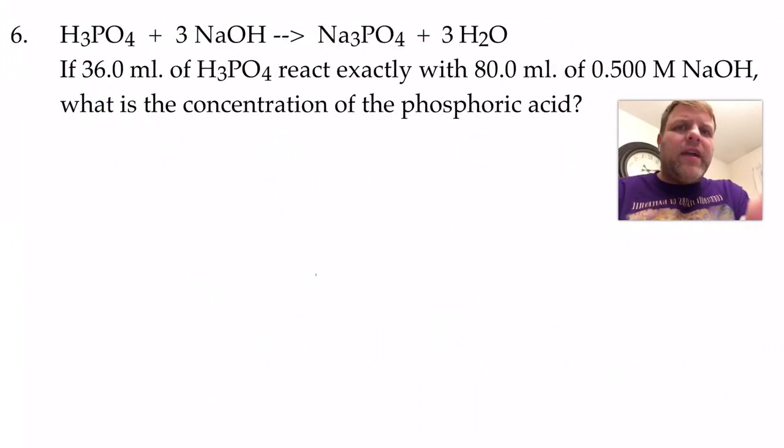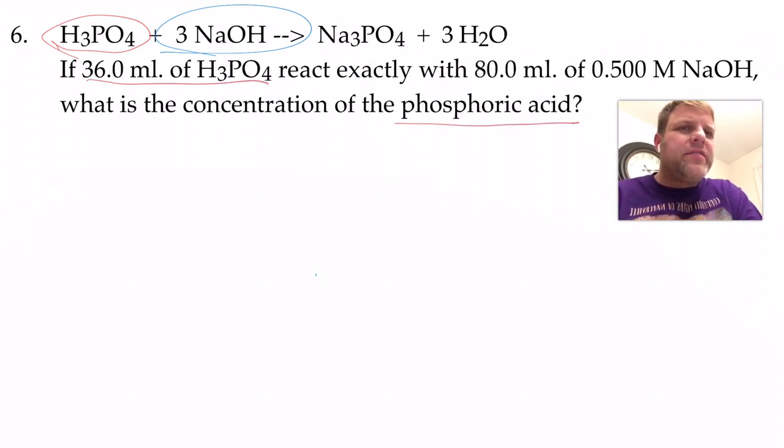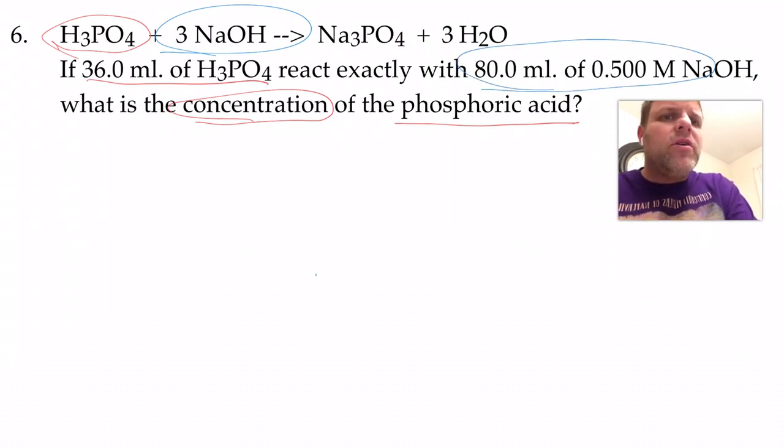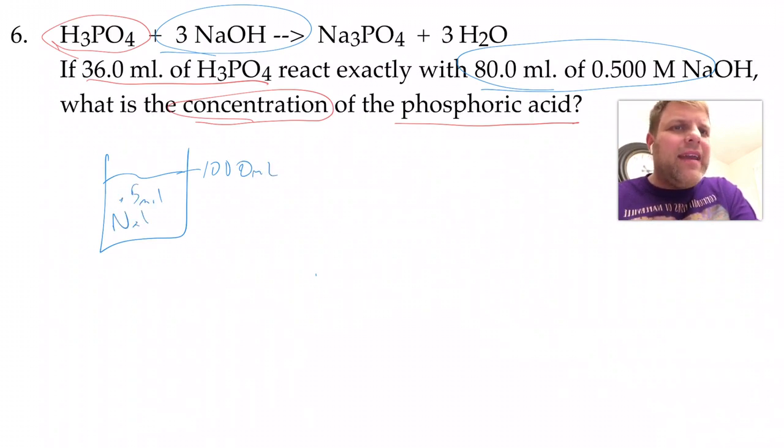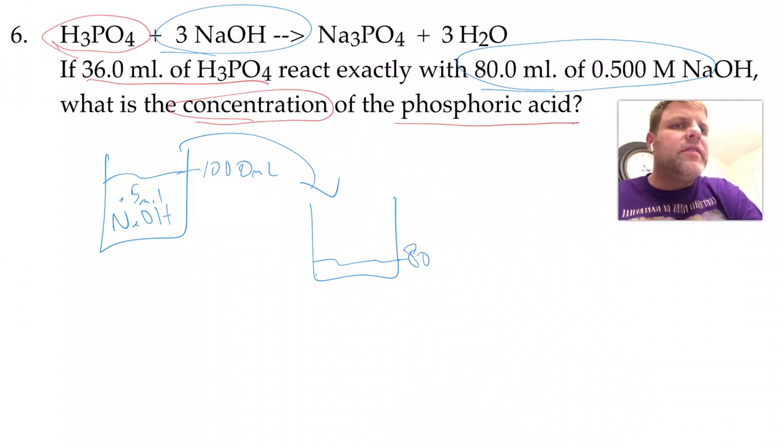Okay, so in this problem, we've got an acid. We'll represent that with our red, and we've got a base. And we're trying to figure out of our acid, we'll do that one in red, our phosphoric acid. We've got 36 milliliters, but we're looking for the concentration, which again means molarity. And then we've got a base, and we've got 80 milliliters, and it's a half a molar. So I know that if I had 1 liter or 1,000 milliliters, I'd have 0.5 moles of NaOH. I did not use that much. I only used a small fraction, or 80 milliliters of this stuff.